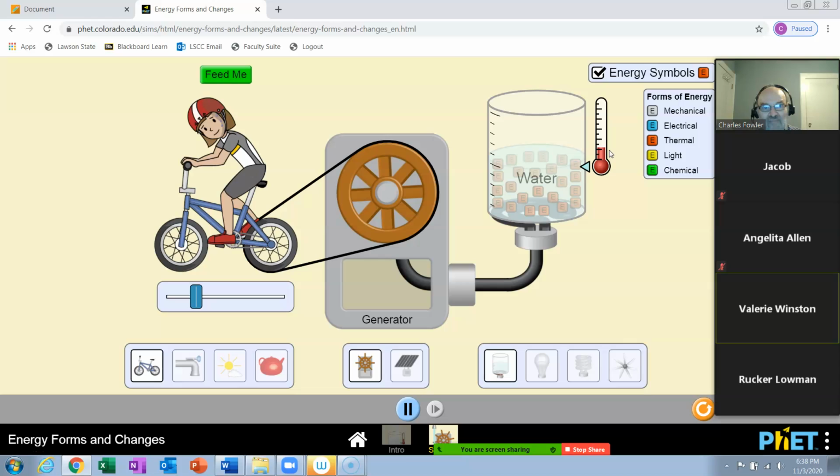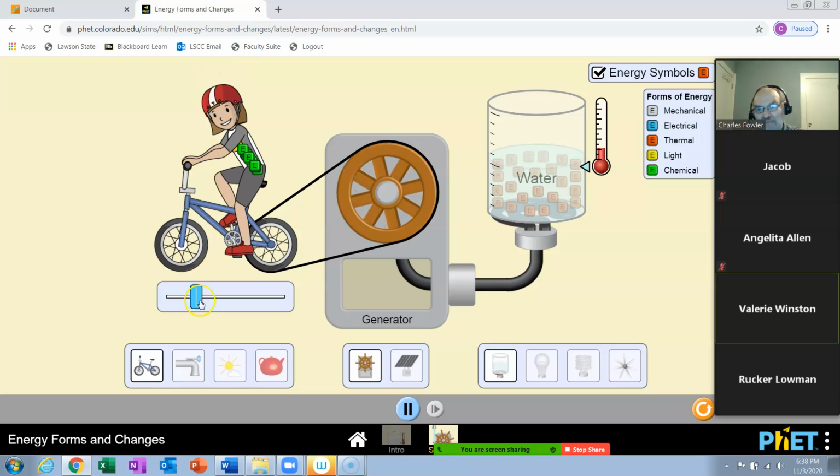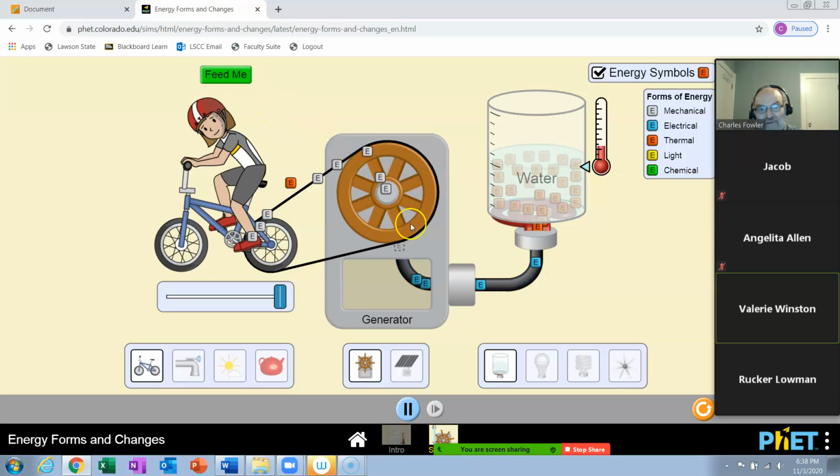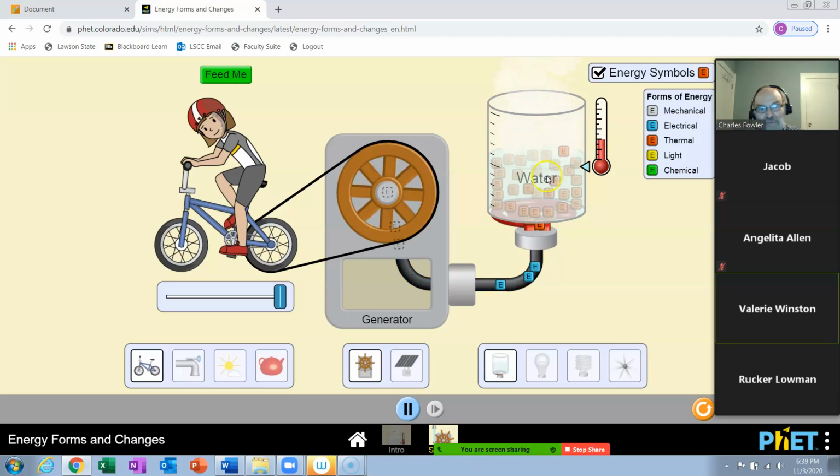And the last question says, increase the pedal speed. What changes do you know? Okay, let's increase our pedal speed now. We're going to really get her moving. Okay, there's more kinetic energy, probably a little more here, and more electrical energy, and boy, that temperature rises quickly. Starts boiling much sooner, and lots of it starts escaping.